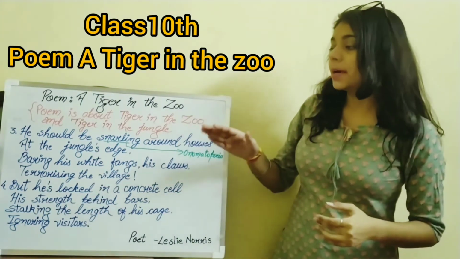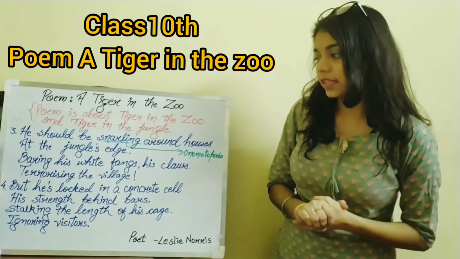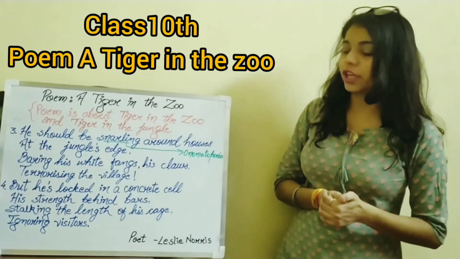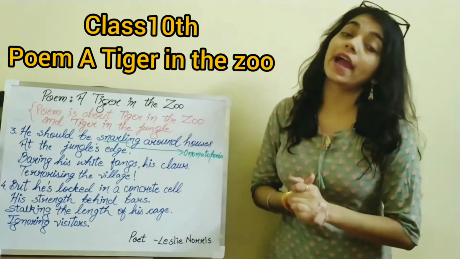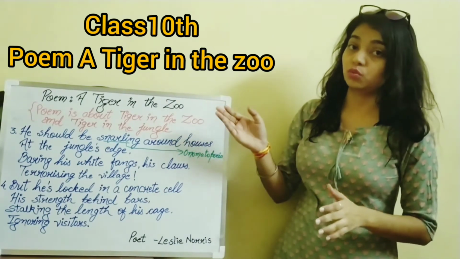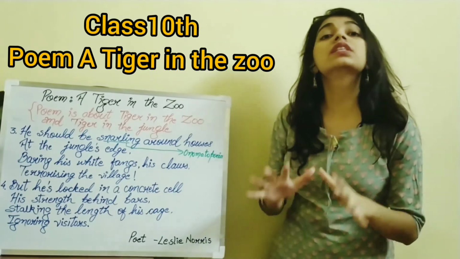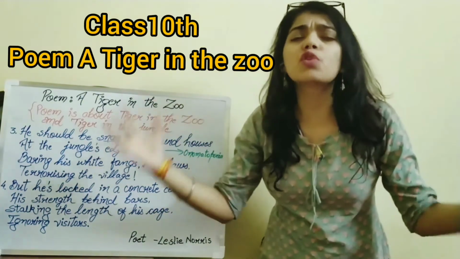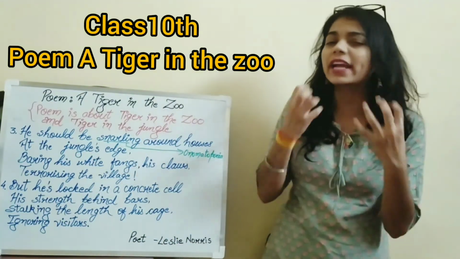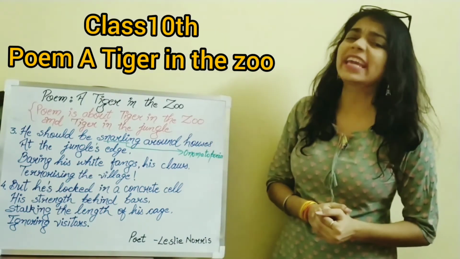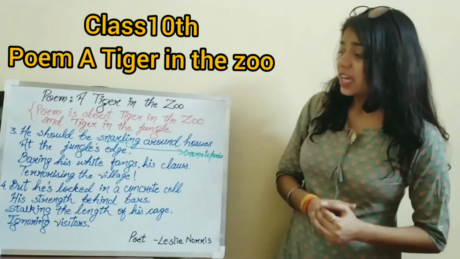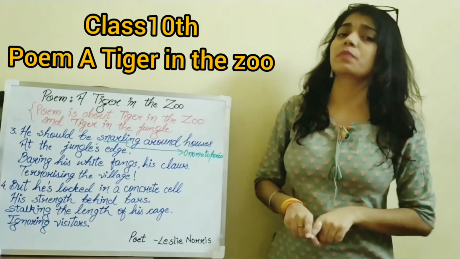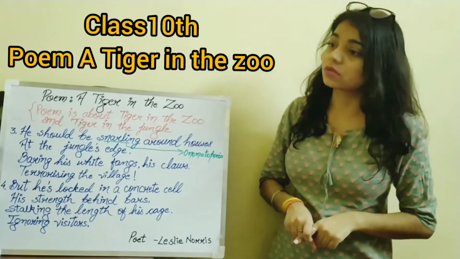Let's read it. But he is locked in a concrete cell, his strength behind bars, stalking the length of his cage, ignoring visitors. So the tiger in the fourth stanza is in the zoo, which means he is in a cage. His strength is also in a cage. He cannot show and he cannot expose his white sharp teeth. So that's why he is sad. He is locked in a concrete cell. Concrete means a building which is made up of cement or stones.